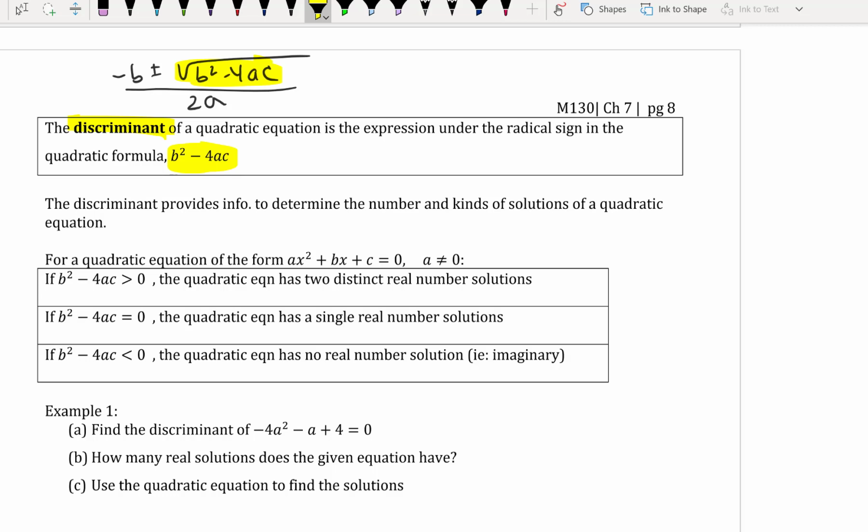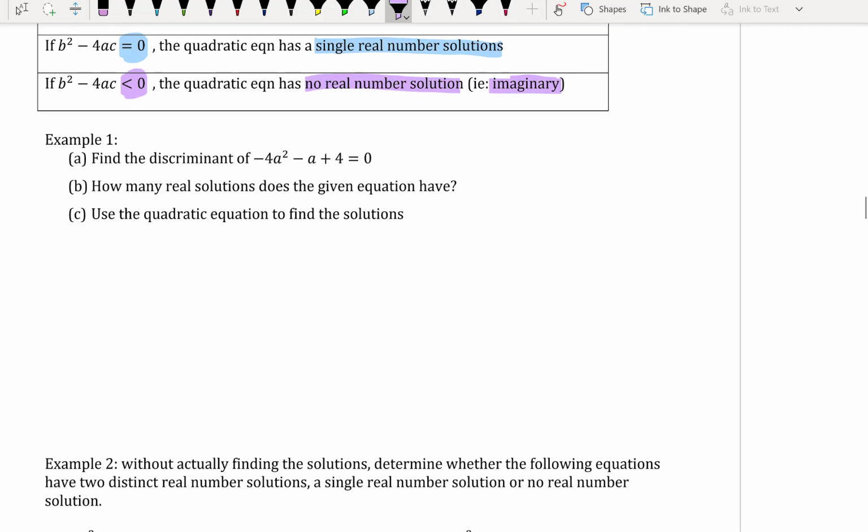We know that if it is greater than 0, so if it's a positive number, then we're going to have 2 distinct real numbers. If it's exactly equal to 0, then you have a single real number solution. And if it's a negative value, then it has no real number solution, so it's going to be imaginary, okay? So for example number 1, it says find the discriminant.